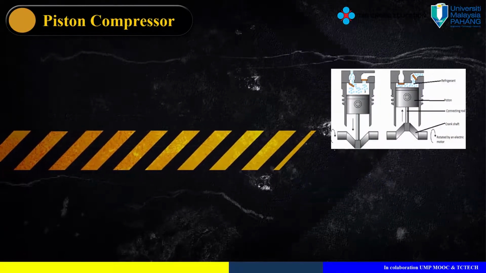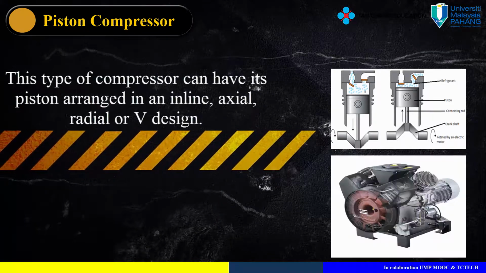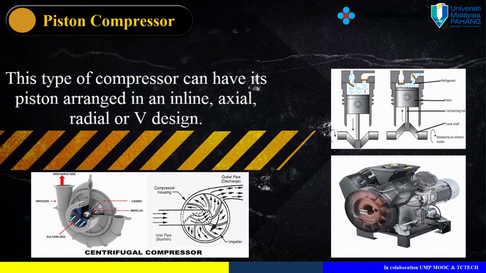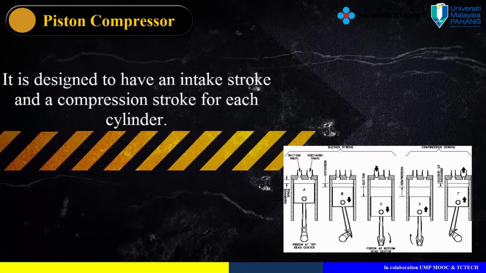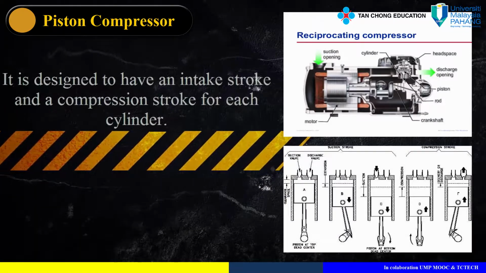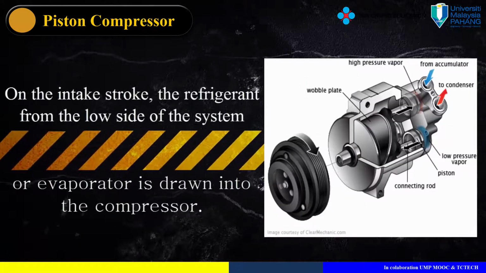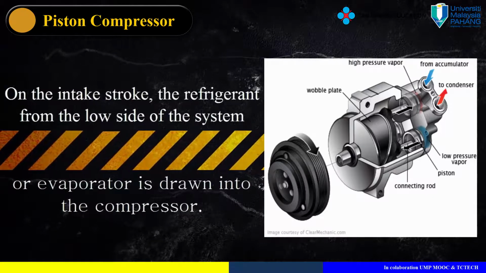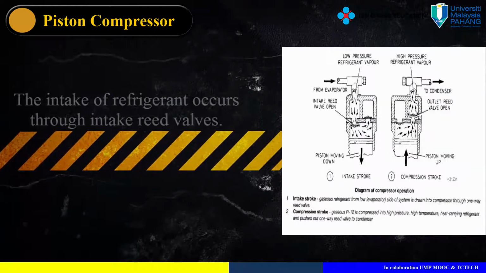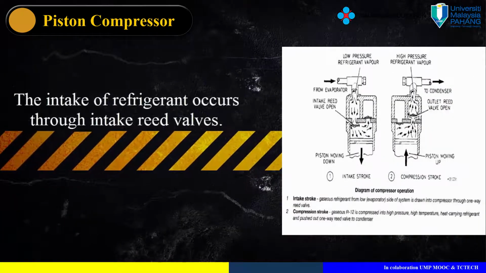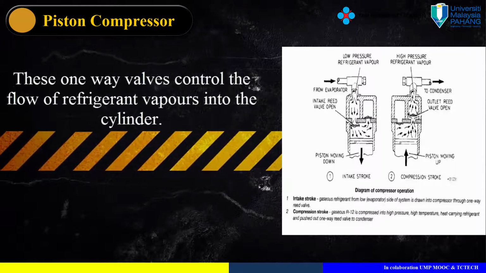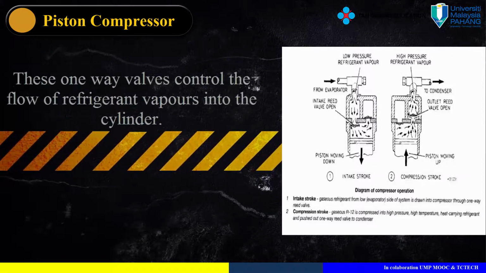Piston compressor. This type of compressor can have its pistons arranged in an inline, axial, radial, or V design. It is designed to have an intake stroke and a compression stroke for each cylinder. On the intake stroke, the refrigerant from the low side of the system, or evaporator, is drawn into the compressor. The intake of refrigerant occurs through intake reed valves. These one-way valves control the flow of refrigerant vapors into the cylinder.